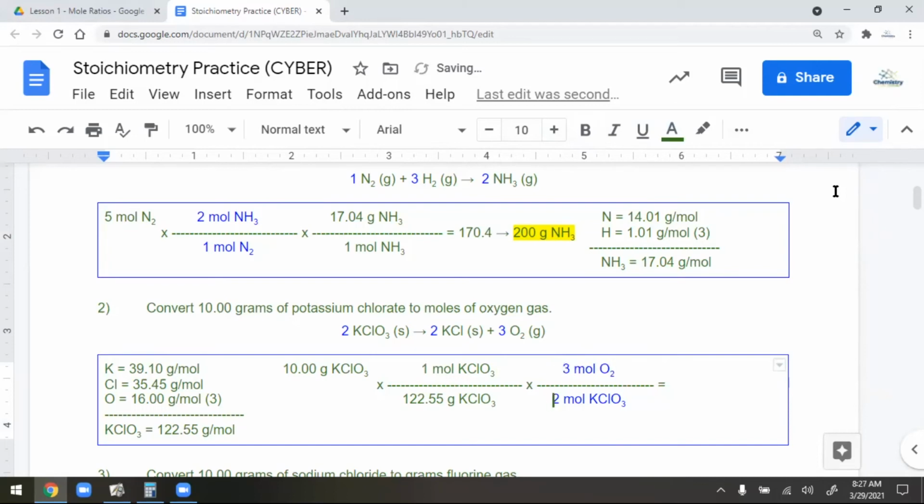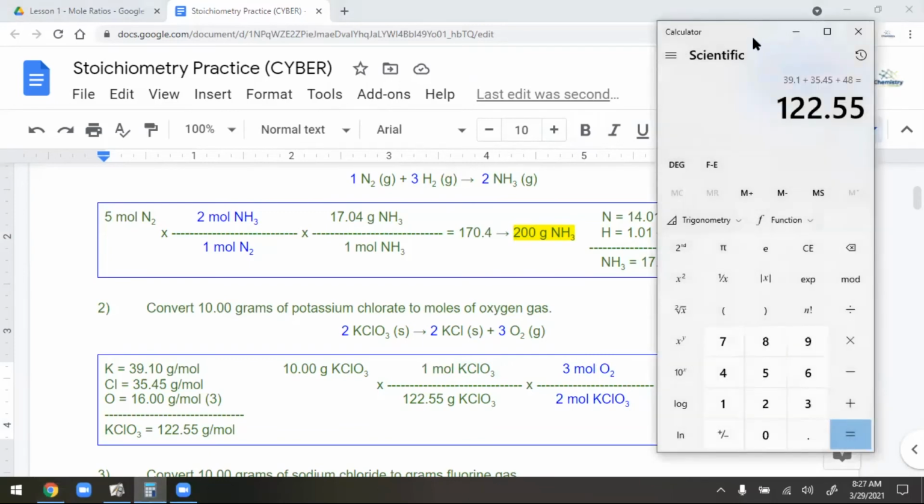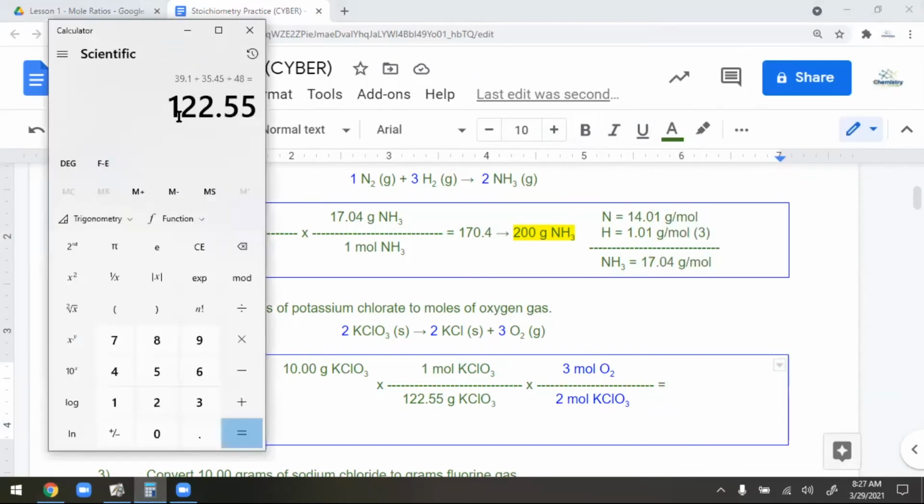Remember, the only place where you use the numbers from the balanced equation is when you're changing from one substance to another. Otherwise, you're always going to use 1 mole, like we did up here. Okay, typing this piece into our calculator. Just going to drag the calculator to the other side here.